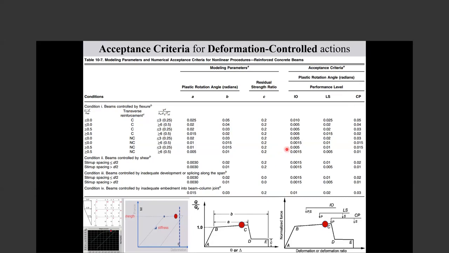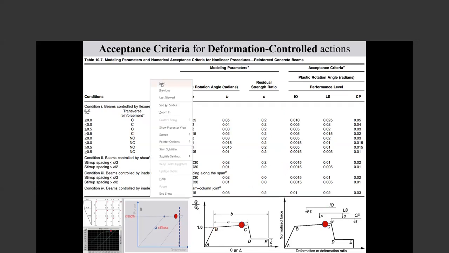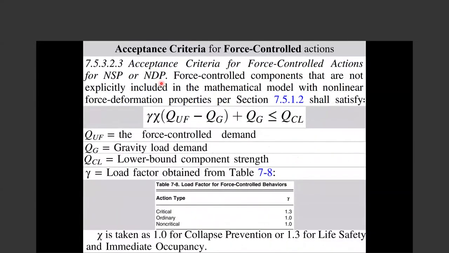Very nice work. Therefore, for any of the systems that we may deal with, we have this kind of information, and the checking of modeling and the checking of the deformation parameters can be done. So, how about the force control parameters? Those tables were for the deformation control parameters.